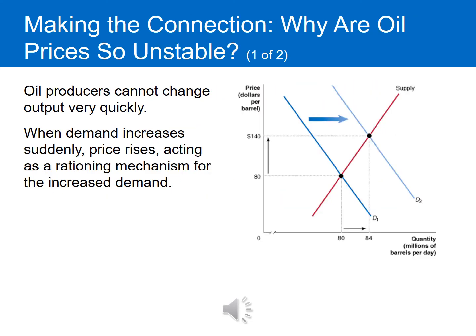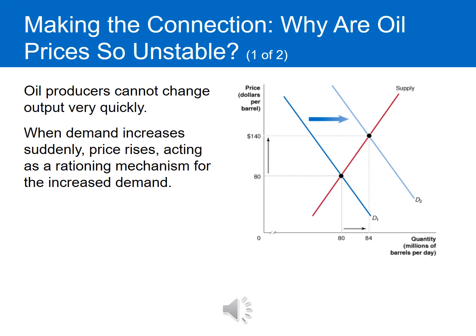Now let's return to the oil example from the previous section. Why are oil prices so unstable? Oil producers cannot change their output very quickly. It takes a lot of time and a lot of money in order to find new oil fields that they can drill the oil from. It takes a long process to actually drill the oil, take it out, refine it. So they cannot respond to changes in demand very quickly.